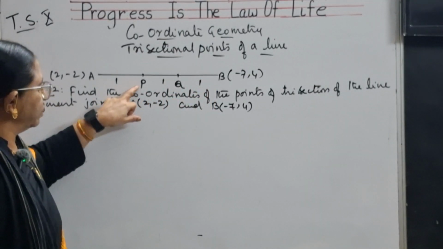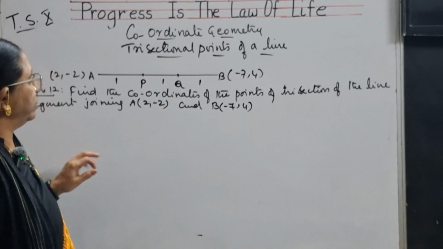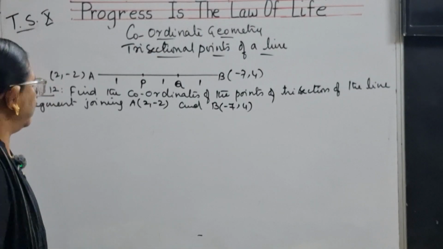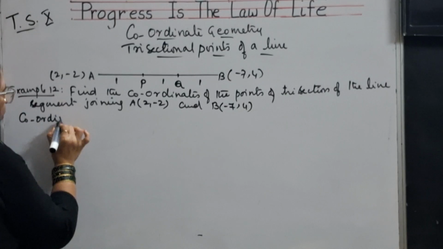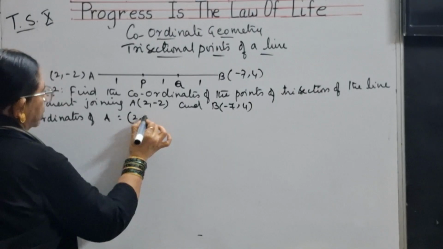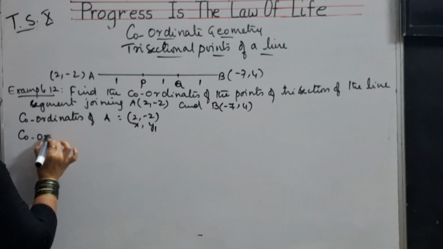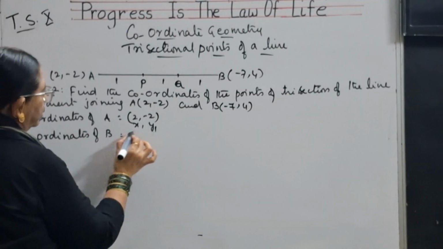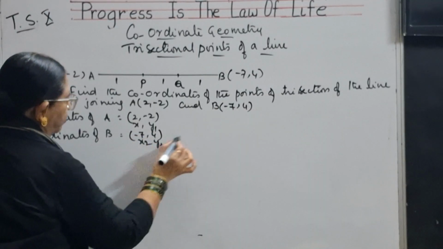You need to find out what is the ordered pair of P, what is the ordered pair of Q, and what type of points these are. These are trisecting the given line segment. So let us see how to do this. What is given to us? Coordinates of A is equal to (2, -2). You will consider it as x1 and y1. And coordinates of B (-7, 4), x2 and y2.